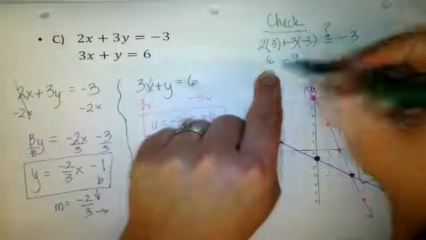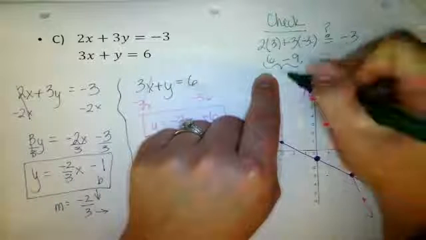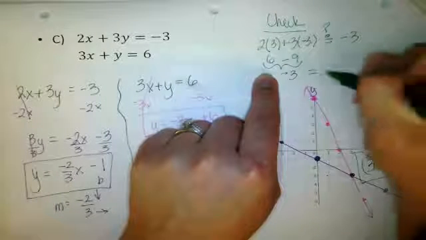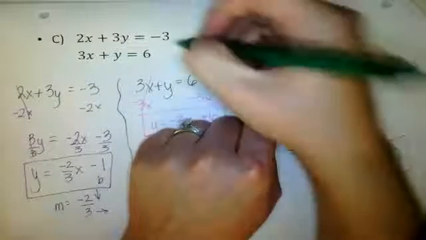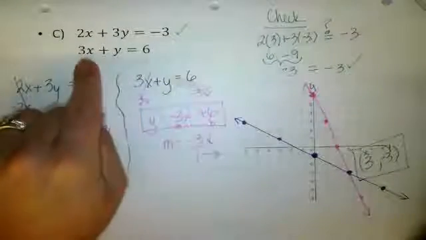Negative 9. And if you put those together, you would get negative 3, which definitely equals negative 3. So I know that first equation works. And I'd also want to check the second.